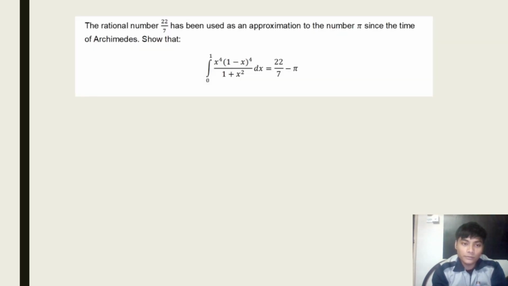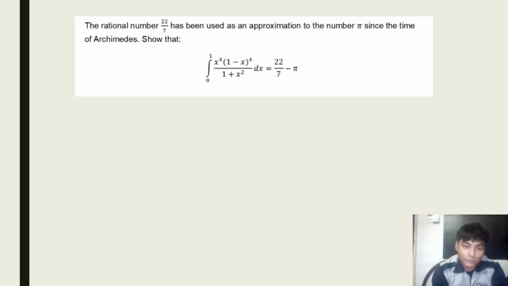So today I will explain to you how to answer question 4. In question 4, the rational number 22 over 7 has been used as an approximation to the number pi since the time of Archimedes. So show that the integration of x power of 4 times 1 minus x power of 4 over 1 plus x squared equals 22 over 7 minus pi.